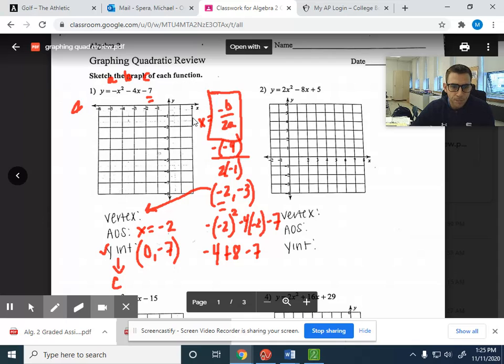All right. So we're going to go left 2. We're going to go down 3. I'm going to look at a, right? Negative 1. That gets me to where I go next.